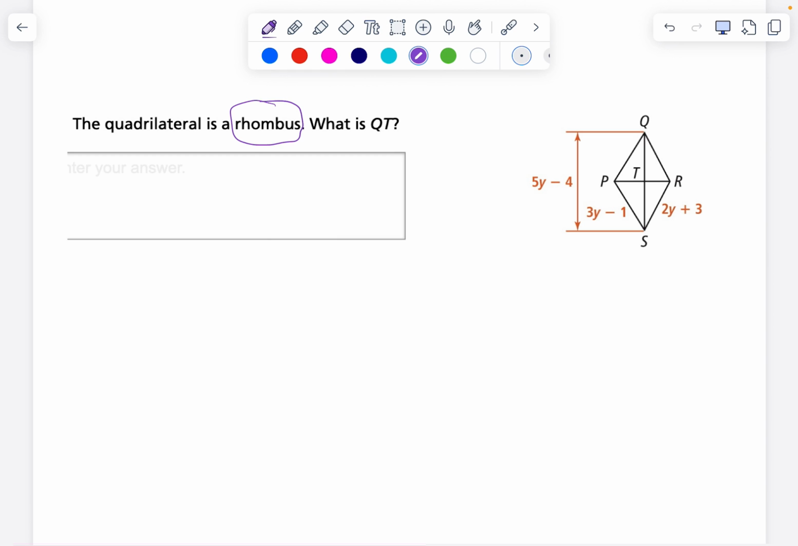Raise your hand if you have QT. Good job, good job, good job. Raise your hand up. Okay.